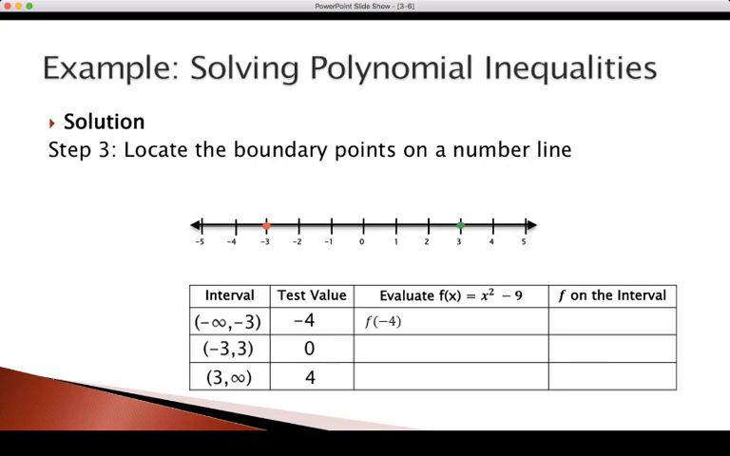Now we need to evaluate them. So evaluate f of negative 4 is equal to negative 4 squared minus 9, which is equal to 7... which is equal to 5, which is greater than 0. F of 0 is equal to 0 minus 9, which is equal to negative 9. F of 4, which is equal to 16 minus 9, which is equal to 5. From this, we can conclude that on the interval negative infinity to negative 3, f is positive. On the interval negative 3 to 3, f is negative. And on the interval 3 to infinity, f is once again positive.